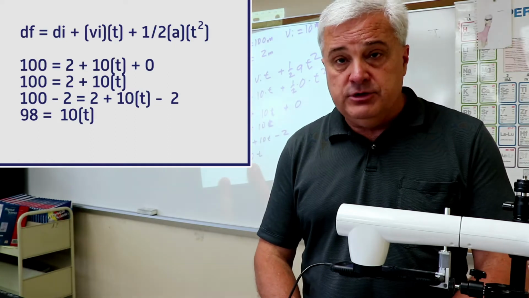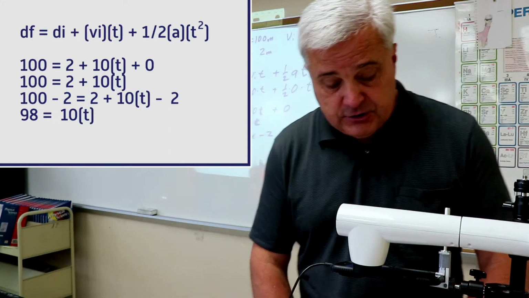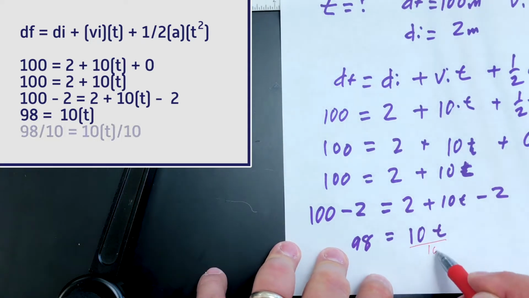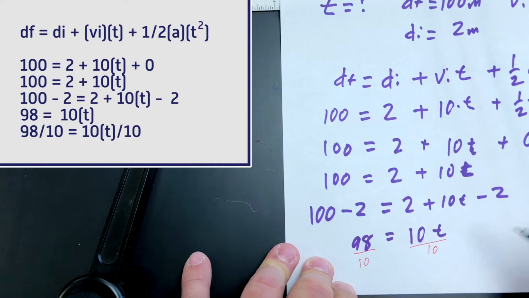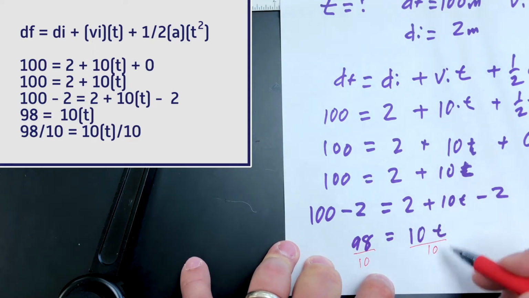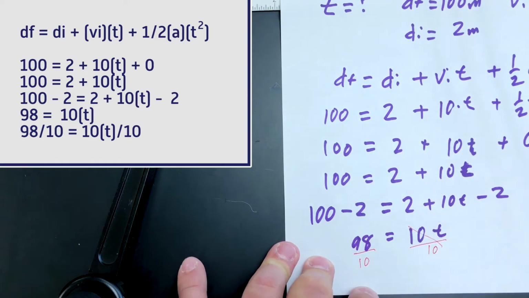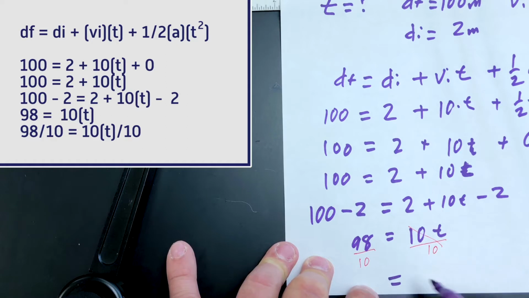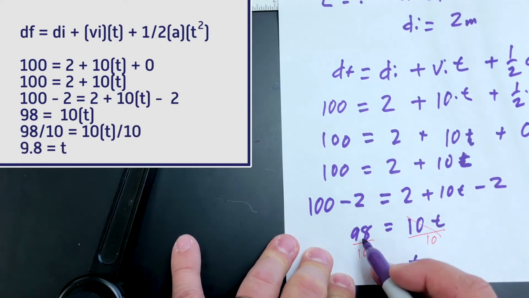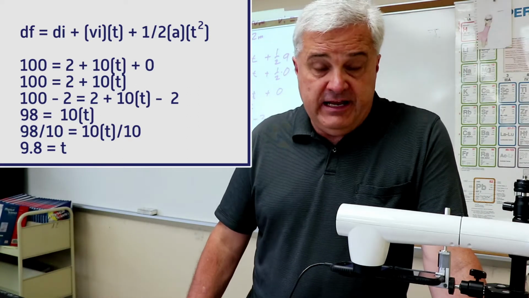Now, a lot of people will jump ahead and they're gonna say we need to just divide by 10. This is correct. And what that's going to look like is 10, 10. Then the 10s will cancel. 10 divided by 10 is 1. 1 times T is T. So we can, in fact, cancel those. And that's going to give us T by itself and 9.8. So 9.8 equals T.